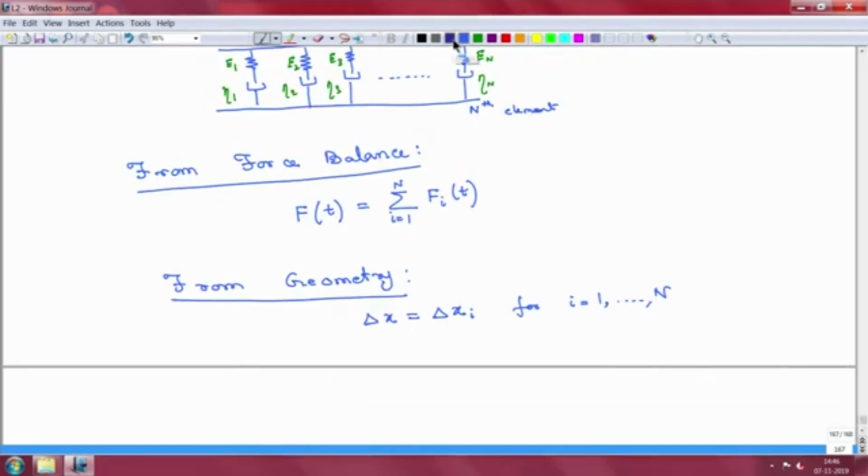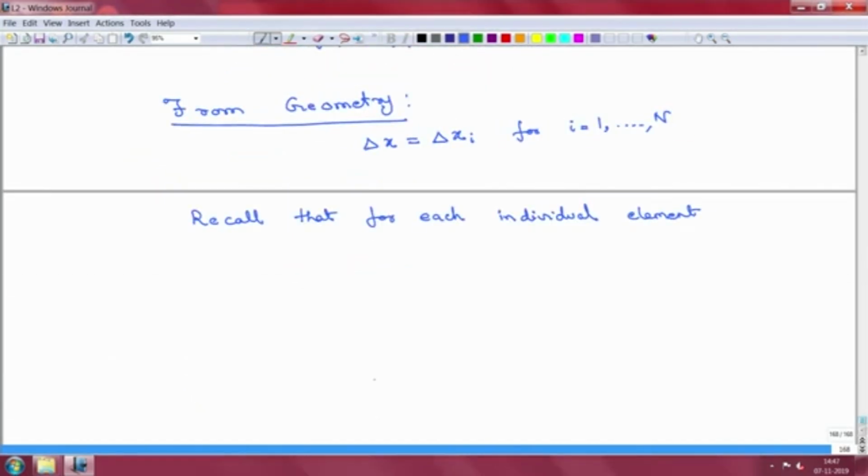Now, recall that for each individual element, the relationship that we had discussed earlier, which was d by dt of Fi by Ei plus Fi by eta i equals d of delta xi by dt, still holds, right, for all the different i's. These relationships are individually still true.